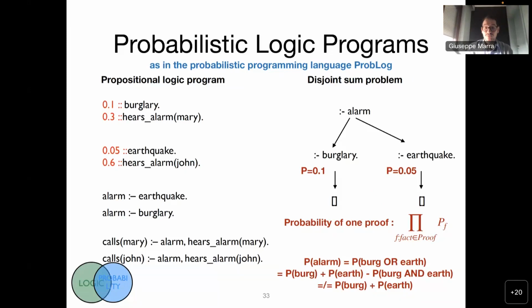And this is known as the disjoint sum problem, which brings a new level of complexity to inference in probabilistic logic programs with respect to just logic programs. But it's also the thing that actually makes these programs as expressive as any probabilistic graphical model, like Bayesian nets.